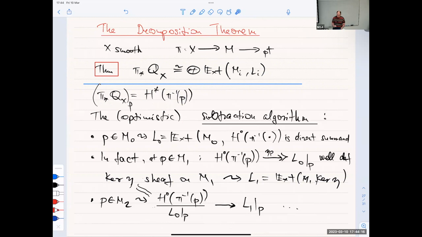So now the first step was we started at M0, and there we know what the fibers are. So necessarily this thing has to be a direct summand. Okay, so if that's a direct summand, I take its intermediate extension. Now I have two sheaves on M1. The fiber sheaf, so this thing, and this intermediate extension is L0. You have these two things.